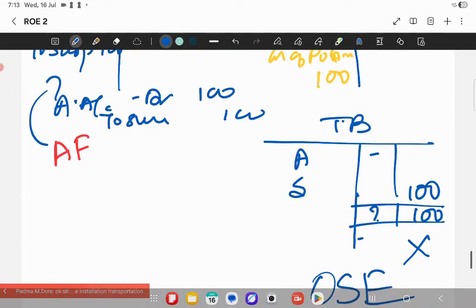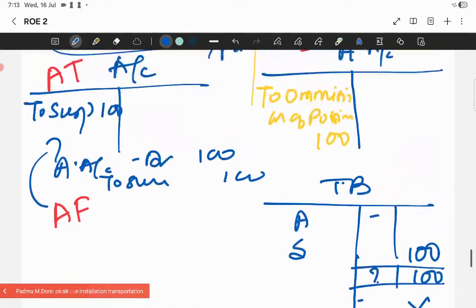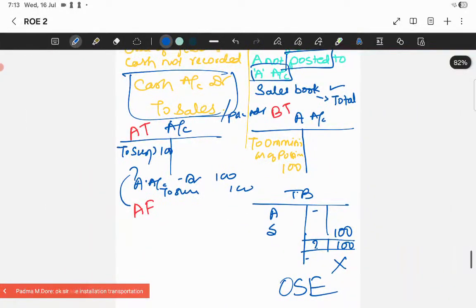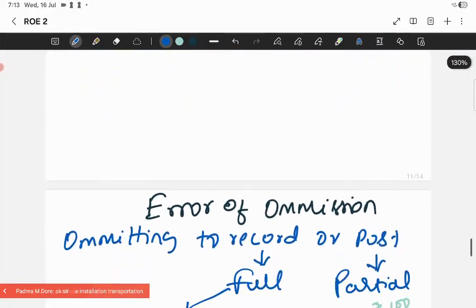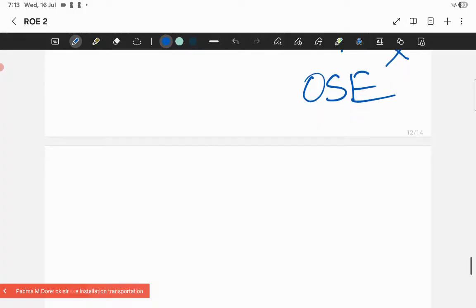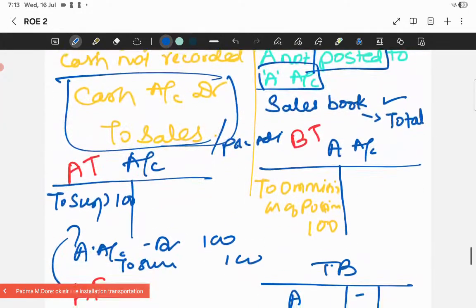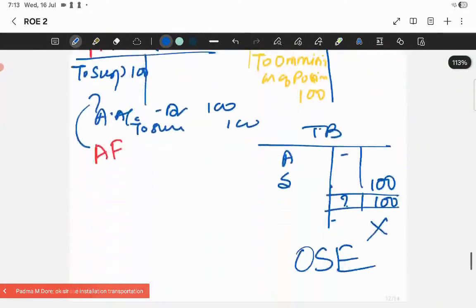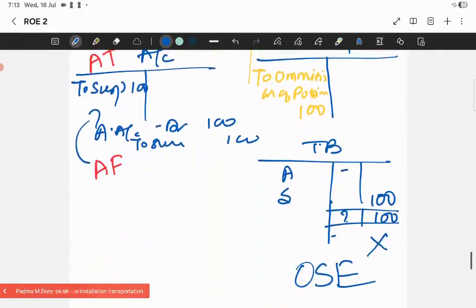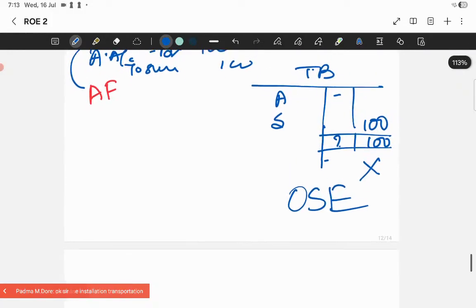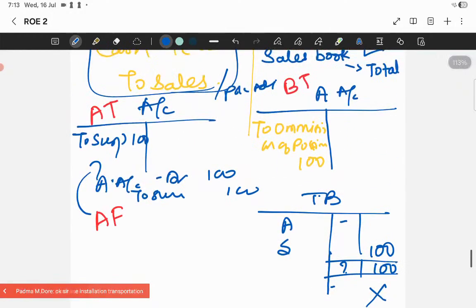I hope you are clear. I hope you have understood whatever I have explained today. This is all about error of omission, and in that, partial omission and full omission. Are you clear?